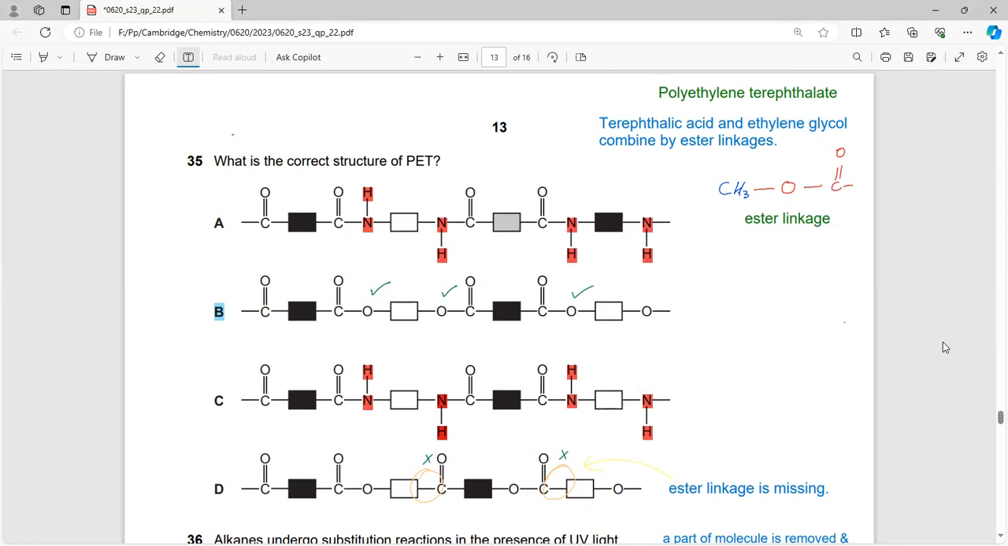You can see that option A is wrong. Why? Because there is an amine group given there, and it is supposed to be an ester linkage. In B, oxygen has a carboxyl group on one side and an alkyl group on the other, so B is the correct option because it shows the correct ester linkage. In C, once again there is an amine group, and option D is wrong because some ester linkages are missing in this molecule. So B is our correct statement here.